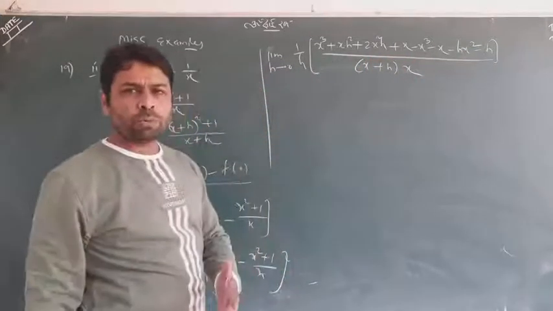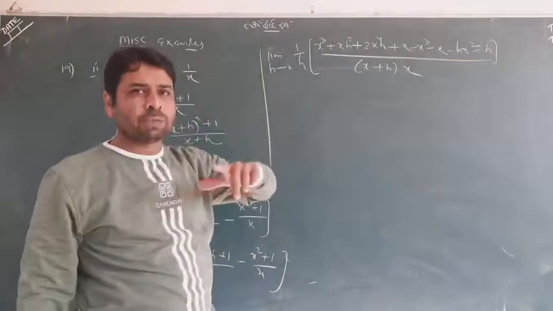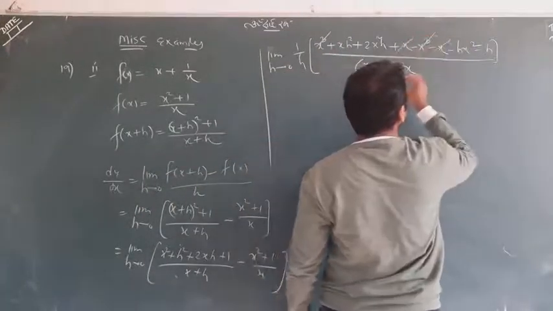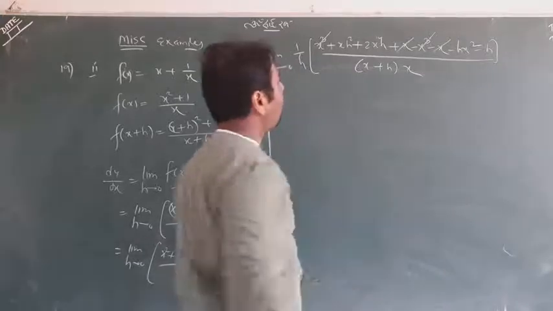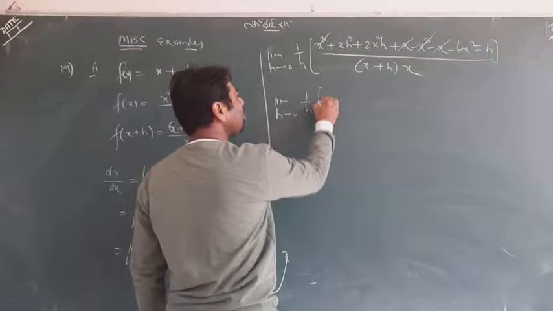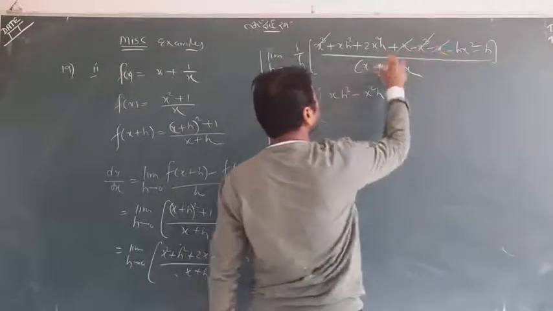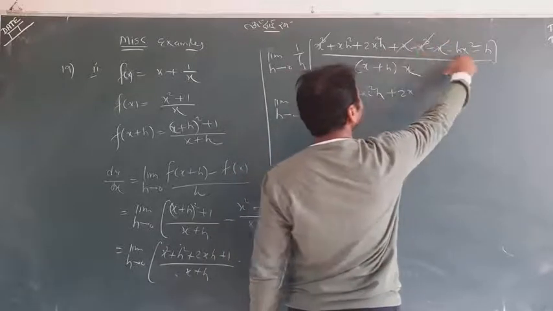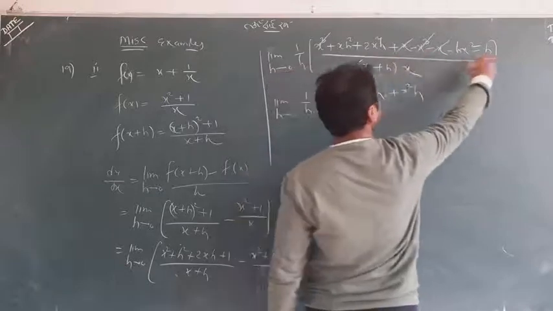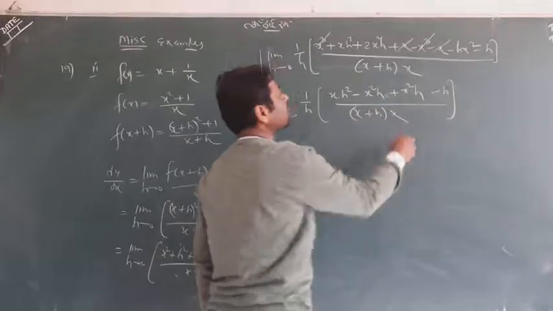Now I have already taught you, whenever this kind of division concept comes, definitely all the terms with alone x will cancel. x cube and x cube will be cancelled, x and x cancel, and we don't have more terms. But the terms remaining are x h square, x square h, 2x square h, and h x square can balance by x square h after subtracting, and minus h, upon x plus h and x.